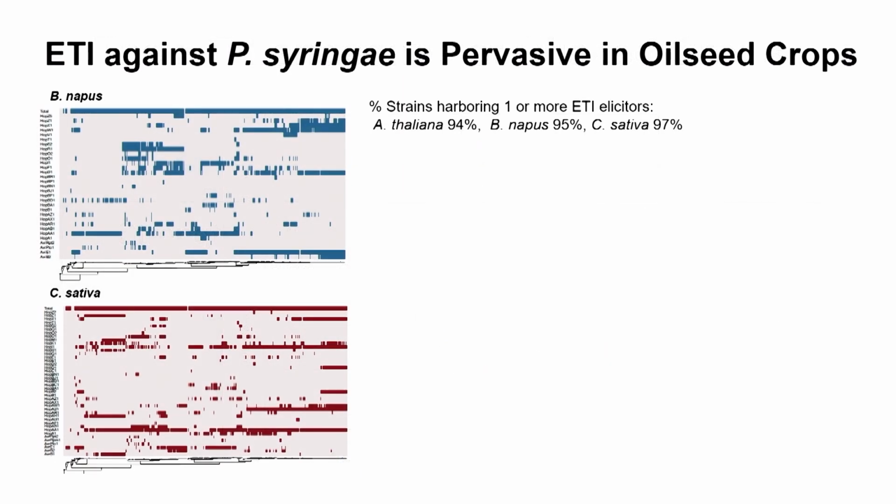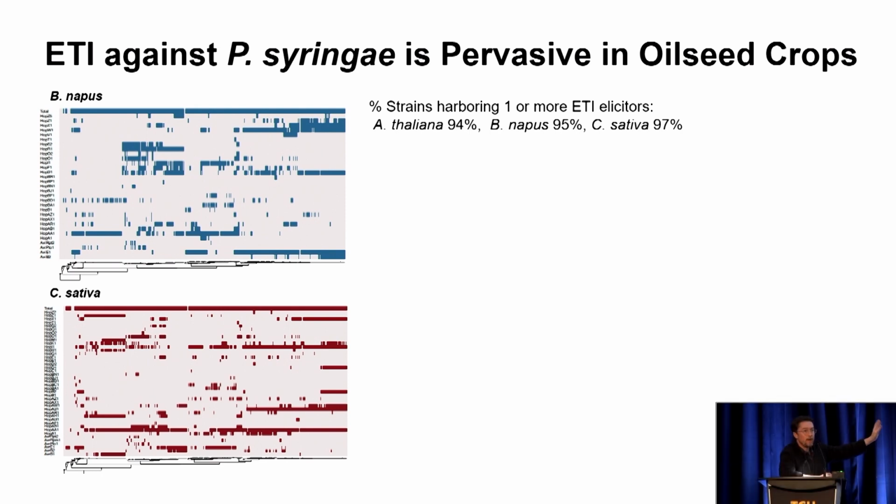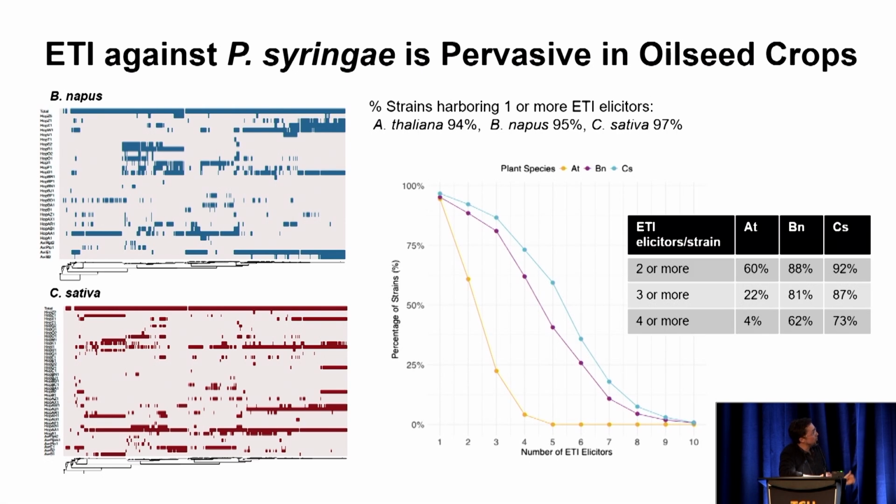So then we mapped everything back onto the Pseudomonas syringae phylogeny, and like Arabidopsis, Camelina and canola can recognize almost all of the strains. But what was even more impressive was when you look at how many immune elicitors per strain, there's a lot more immune elicitors per strain if you're looking at Camelina as a host. They have the most, and then Brassica napus, and then Arabidopsis. You can see that on this graph.